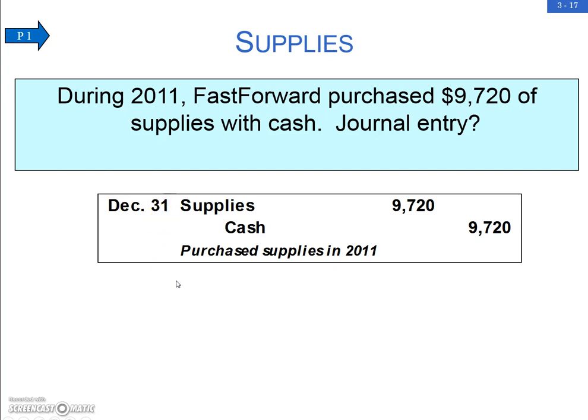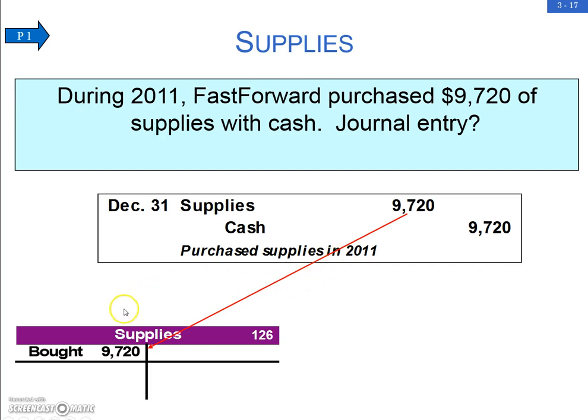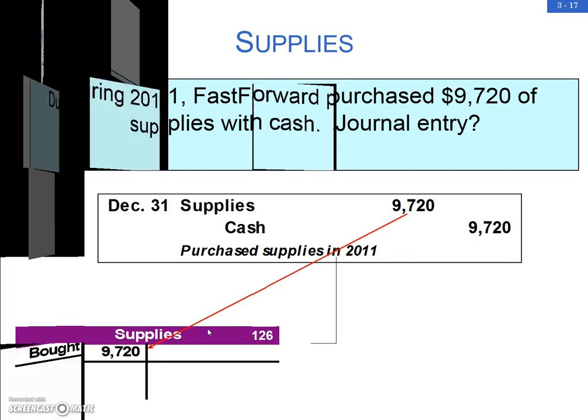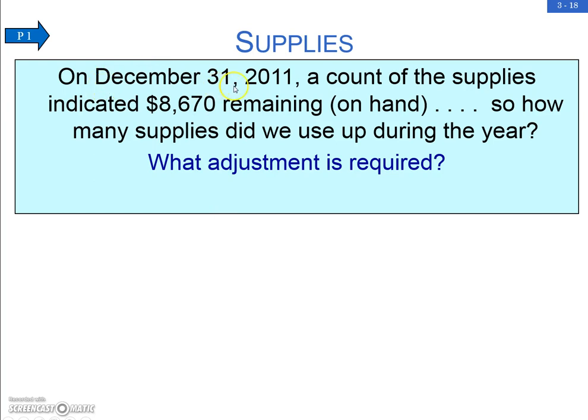All right, so we bought those supplies. We would, of course, post that amount into the supplies account. And if anyone looks in our supplies account now, anytime during 2011, we've got $9,720 worth of supplies. But now let's fast forward to the end of the year, right? It's December 31st, 2011, and we send our minion into that supplies cabinet to do an inventory count. He goes in there and counts the supply cabinet, and there's $8,670 worth of supplies, or what we call remaining on hand, at the end of the year.